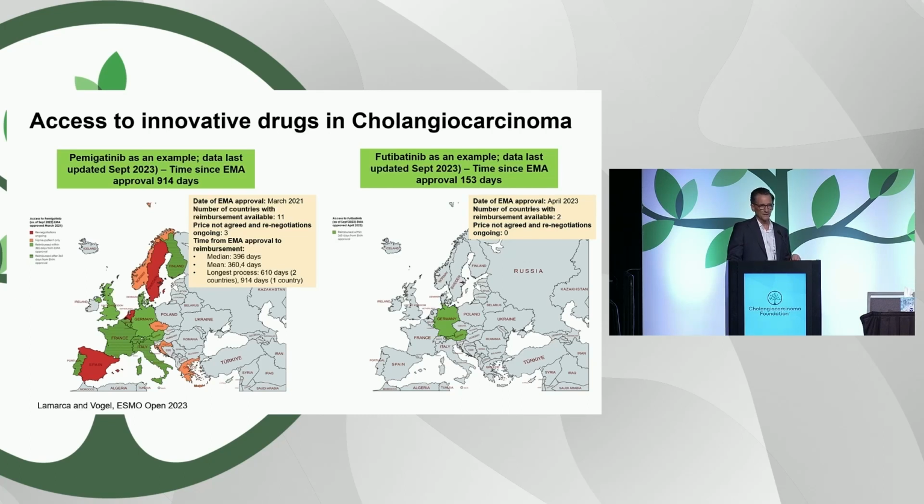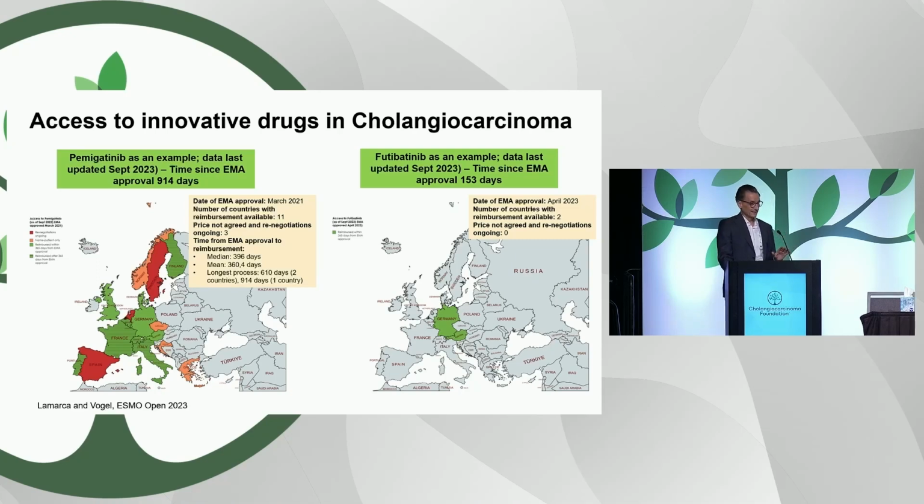At the same time, futibatinib was already approved 100 days earlier in Europe. And you can see on the right-hand side, there were only 2 countries in which futibatinib was available, Germany and Austria, and not available in all the other countries. So the time from approval, from positive data to reimbursement and availability, even in Europe, can be quite long.